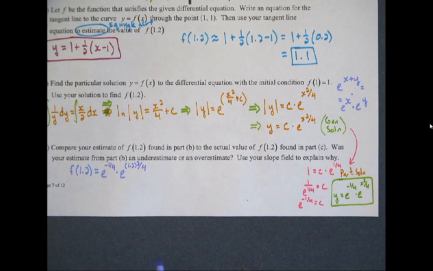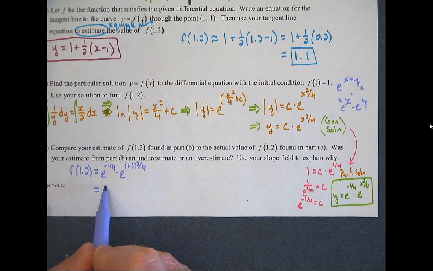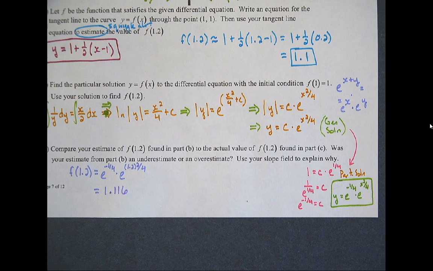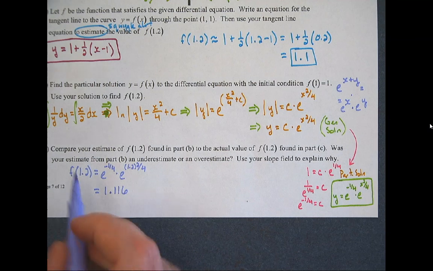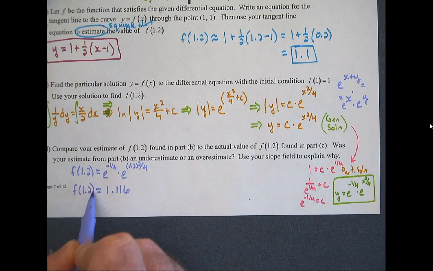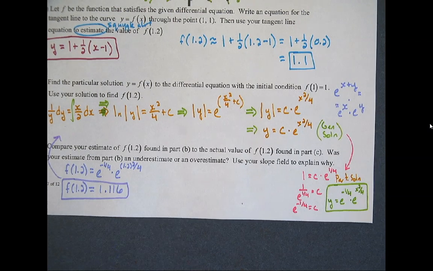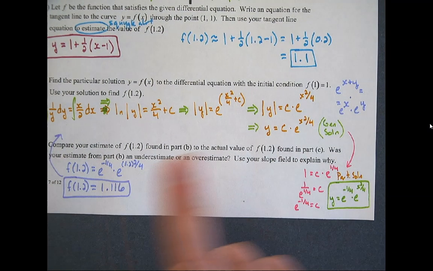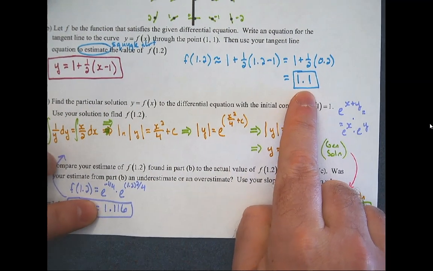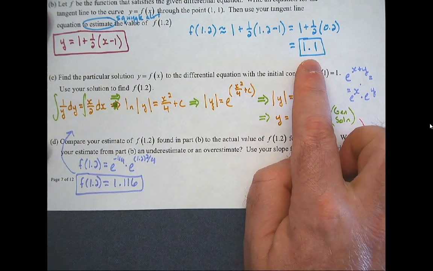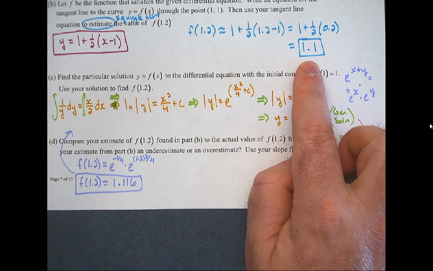We did not expect you to do that by hand. This turns out to be 1.116. Okay, so what was our estimate? They want us to compare, so this is the actual answer for f of 1.2. That should really be up above, but so be it. We compare our estimate of 1.1 to our actual of 1.116. Pretty good. So our estimate was an underestimate or an overestimate.